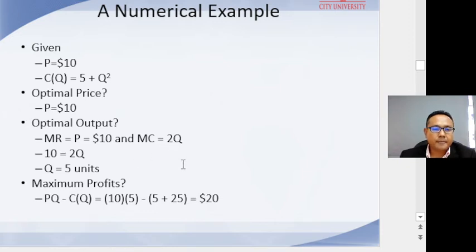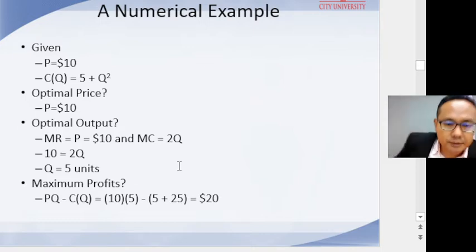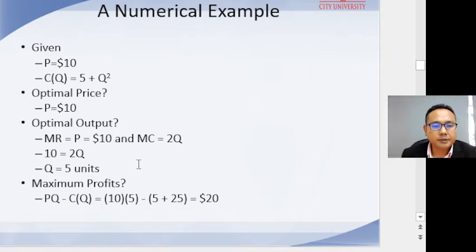This is the formula we will use. Then 10 equals 2Q, so Q equals 10 divided by 2, which is 5 units. That means in this case, the optimal output we can produce is 5 units. And from that we can determine the maximum profit for this. That means $20.